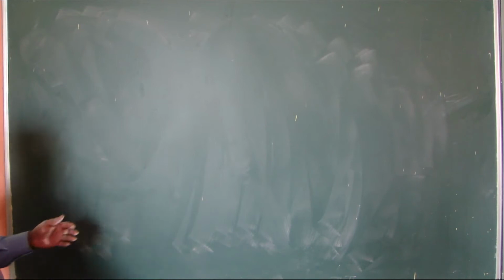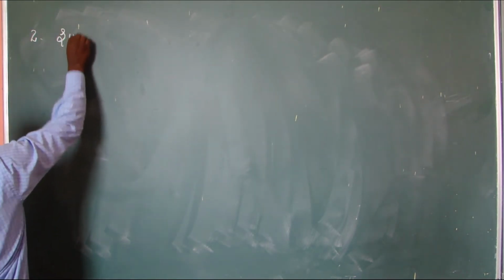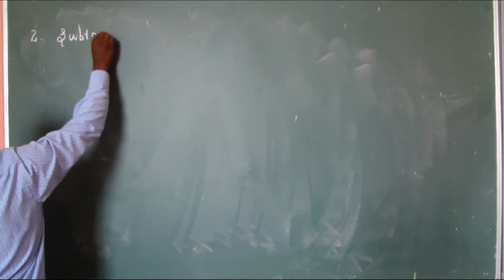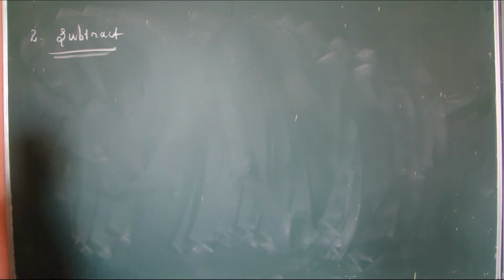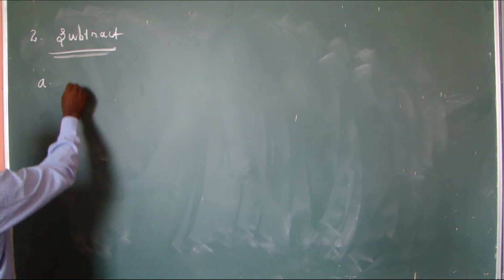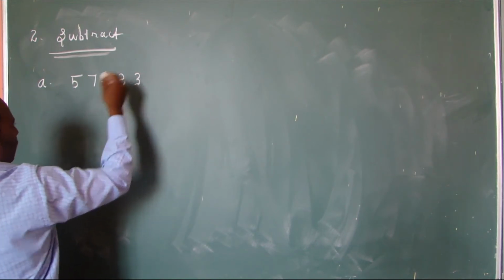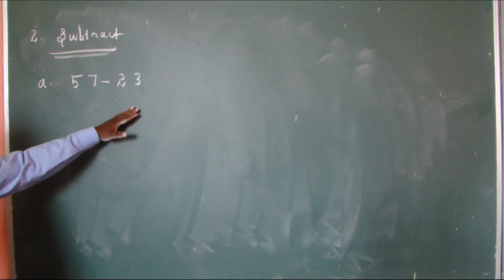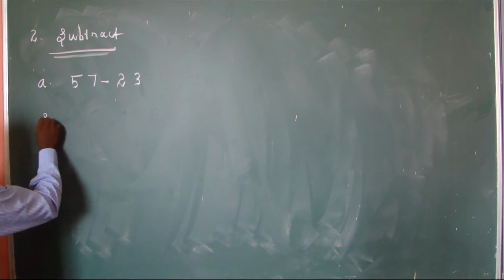Next one, this also Method step 3, Roman number 2, subtract. Given numbers: 57 minus 23. This is horizontal-wise, we convert it to vertical-wise.